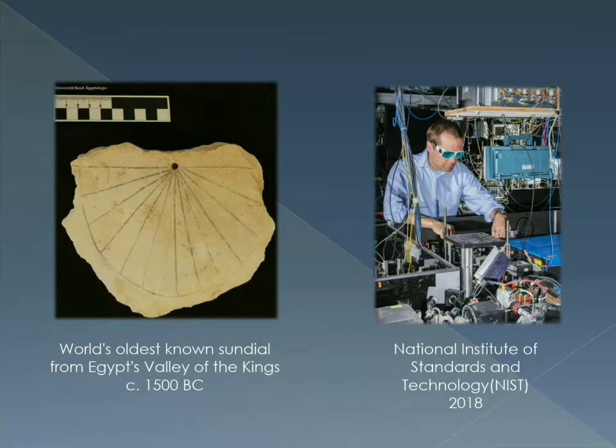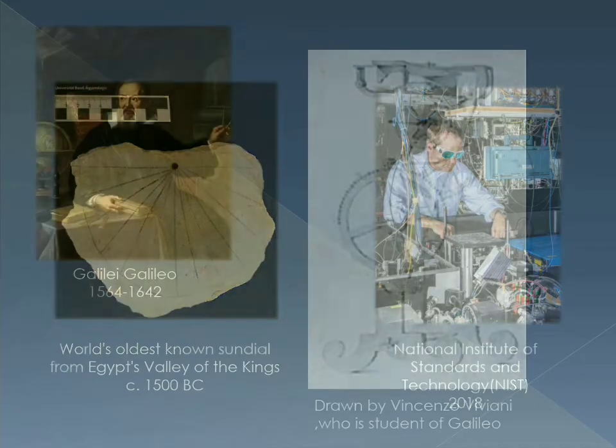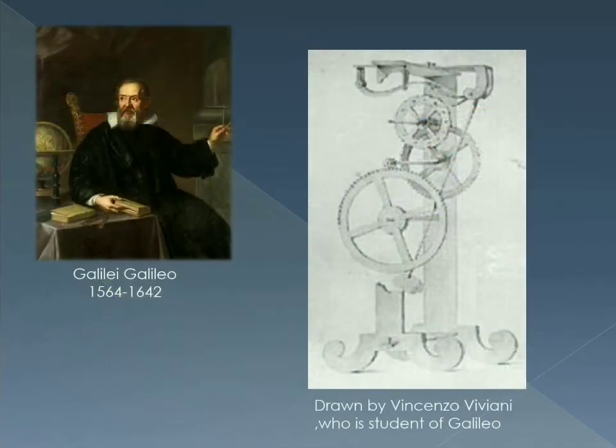Sundial and atomic clocks both use periodic motion. The first one uses Earth's motion, the second one uses electrons' motion. Pendulum clocks can be another example. They had been the best timekeepers until the 1930s.